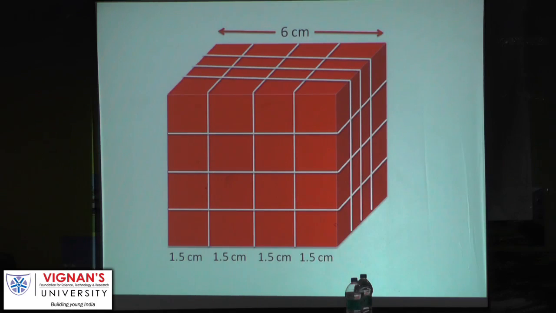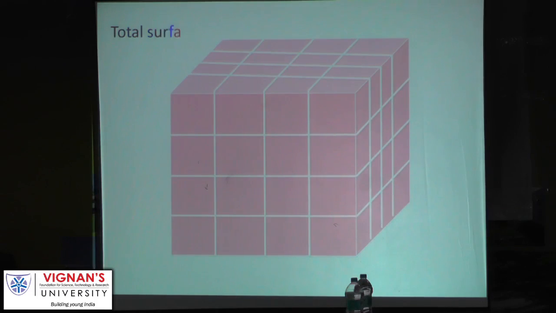What area? Surface area. Surface area of the bigger cube. Now find out again the surface area of all 64 smaller cubes. Surface area of one smaller cube into 64 will give us the surface area of all 64 smaller cubes. For this much surface area, 4 liters required. For this much surface area, how many liters of paint is required? Right? Now that's what we are going to do.